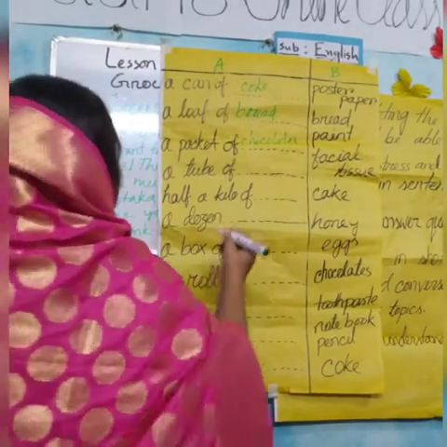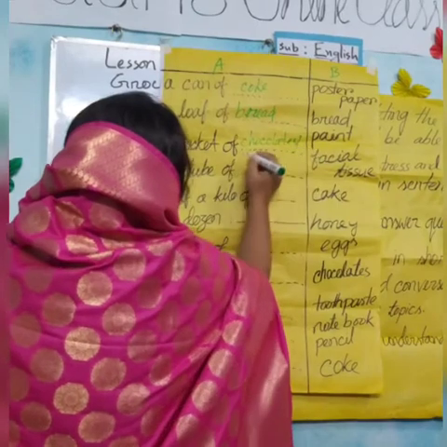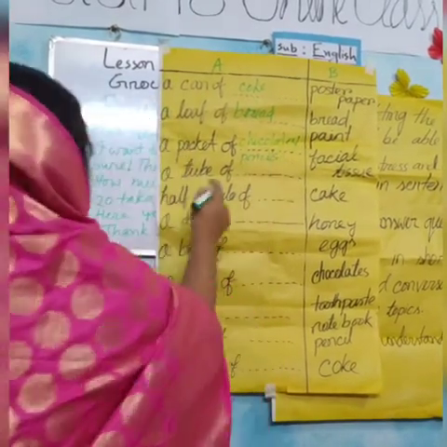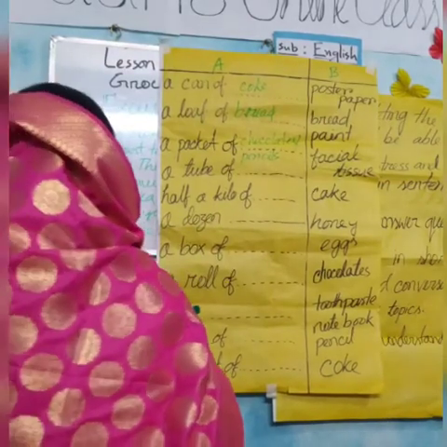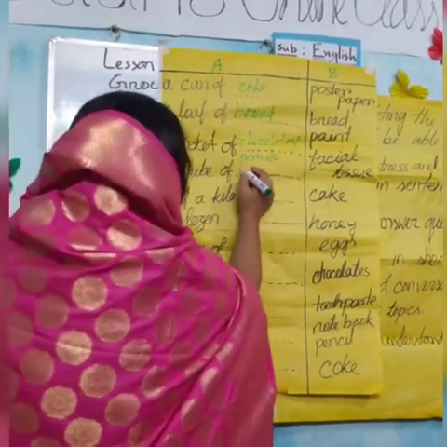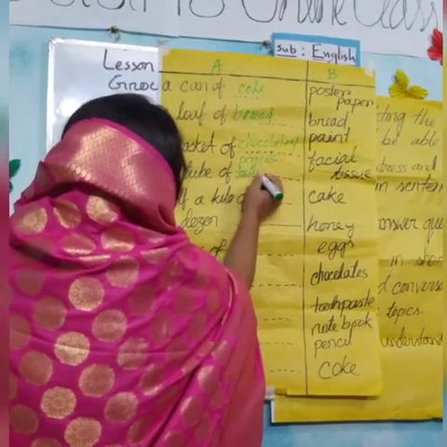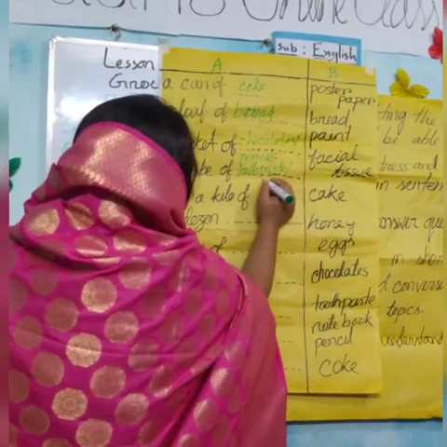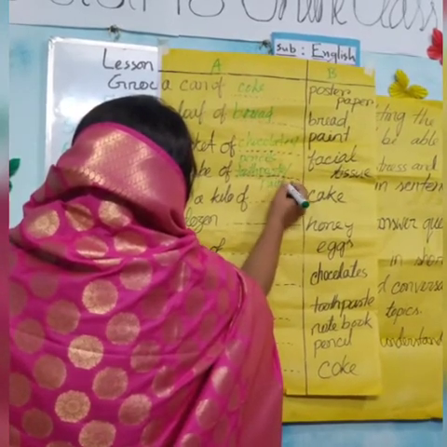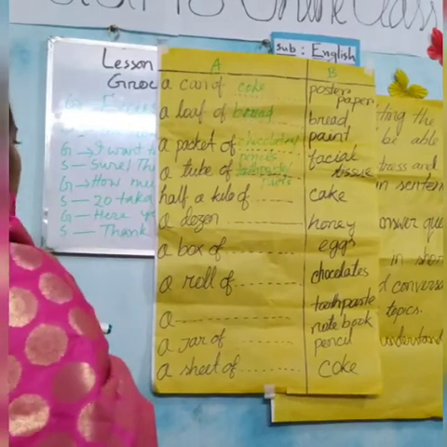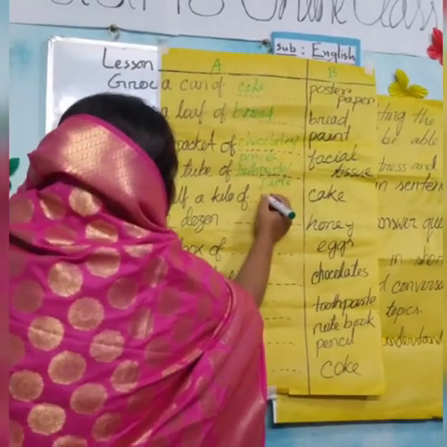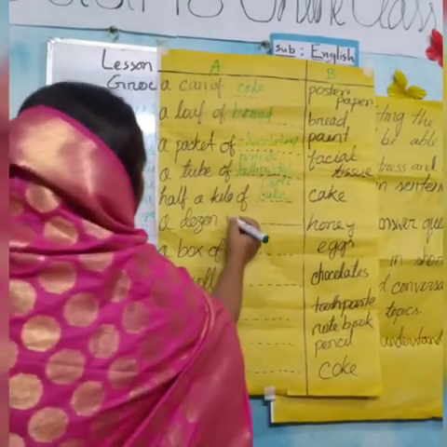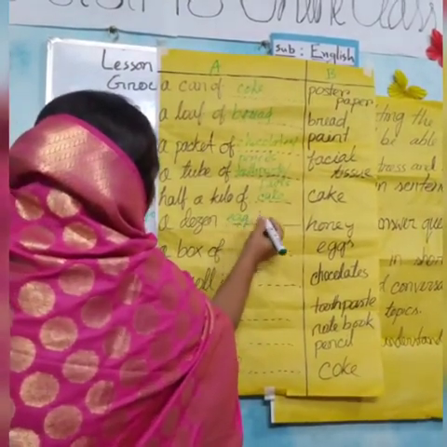Here we can use pencil also. A tube of toothpaste or paints. Half kilo of cake. A dozen of eggs or pencil.